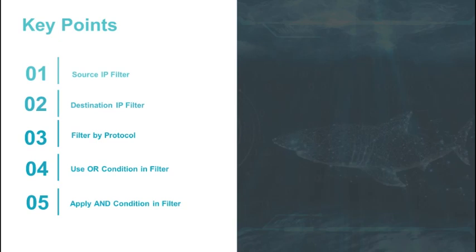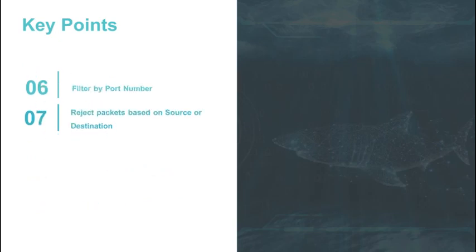We can filter by protocol. We can use conditions such as OR and AND in the display filter, and also we can filter by port number. Let's say that we would like to see the traffic coming in and out of a specific port, and also we can filter out results from our network traffic that we would not like to see. Let's say we would not like to see any kind of network traffic going to a specific IP address.